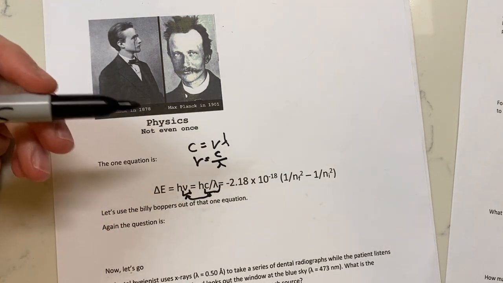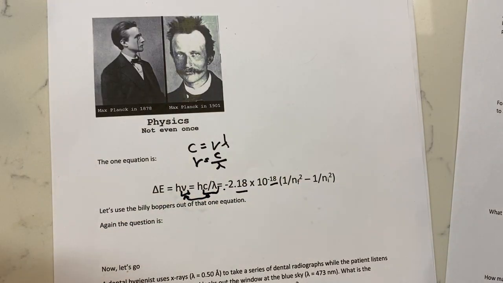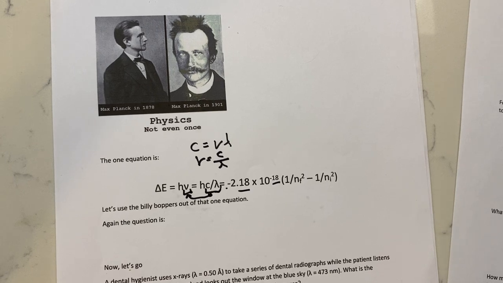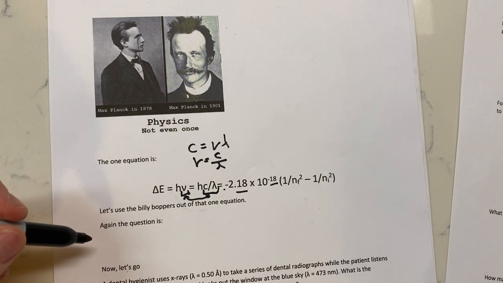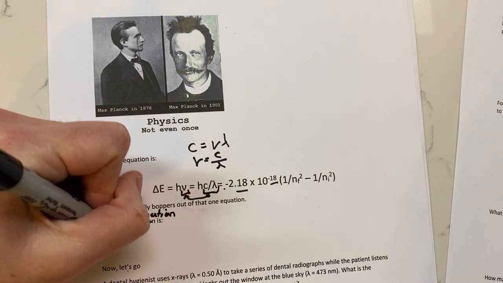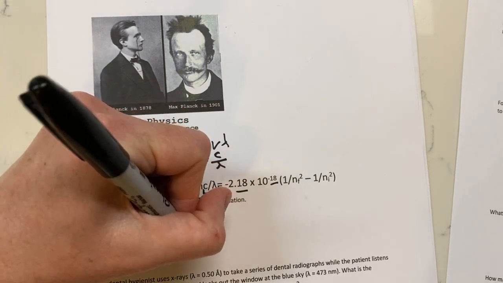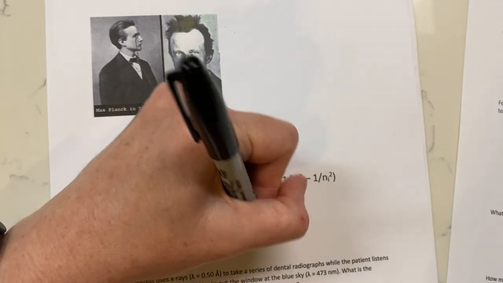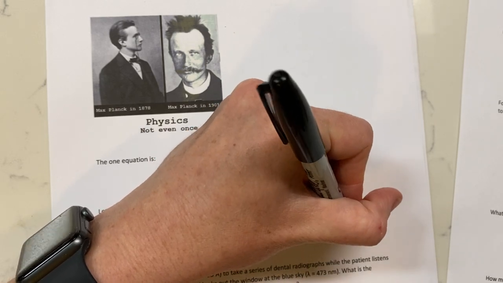Equals negative 2.18 times 10 to the negative 18. So here's an 18, here's an 18, look at the negative, negative, times 1 over n final squared minus 1 over n initial squared. So let's use the Billy Boppers out of that one equation. I've never said Billy Boppers until I wrote this, apparently. Again, the equation is delta E equals h nu equals hc over lambda equals negative 2.18 times 10 to the negative 18 times 1 over n final squared minus 1 over n initial squared.